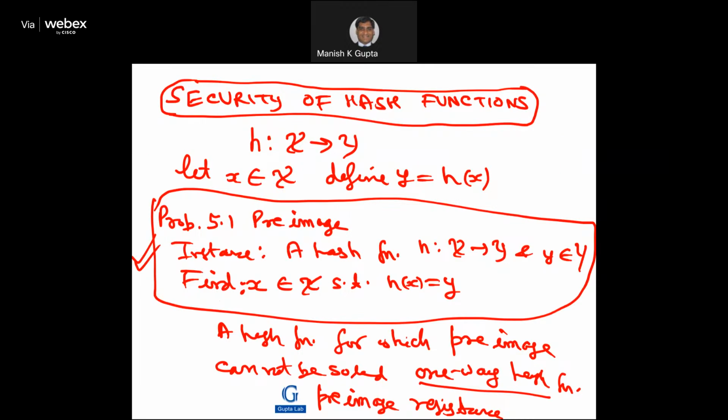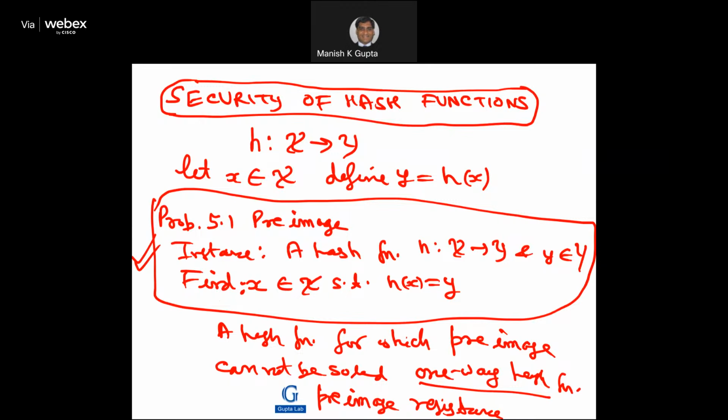Okay, so the idea is, we have this hash function. Now we look at the security of this hash function. So we defined three problems. The first problem, pre-image: a hash function h from X to Y is given, and a point y in Y is given. Find an x such that h(x) is equal to y. Okay, this is the pre-image problem.